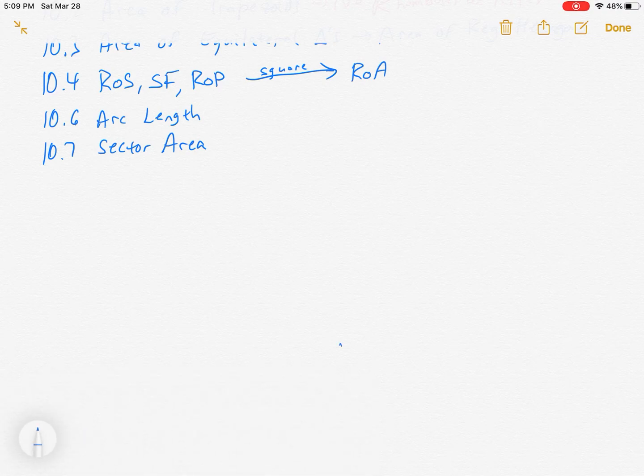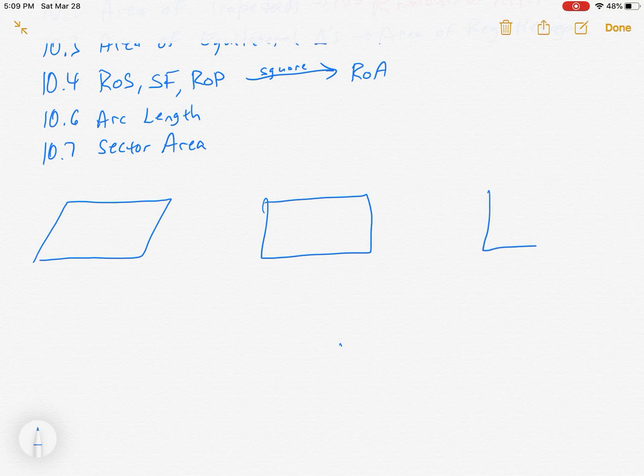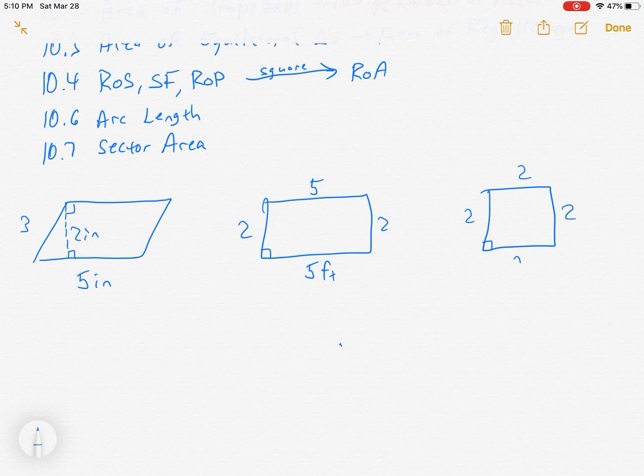area of parallelograms, rectangles, and squares. So let's say this is 5 inches, this is 3, that there is 2 inches. Over here we have, this is 5 feet, and this is 2 feet and 2 feet. And then this is our square, and so we'll say every side is 2 on this one.